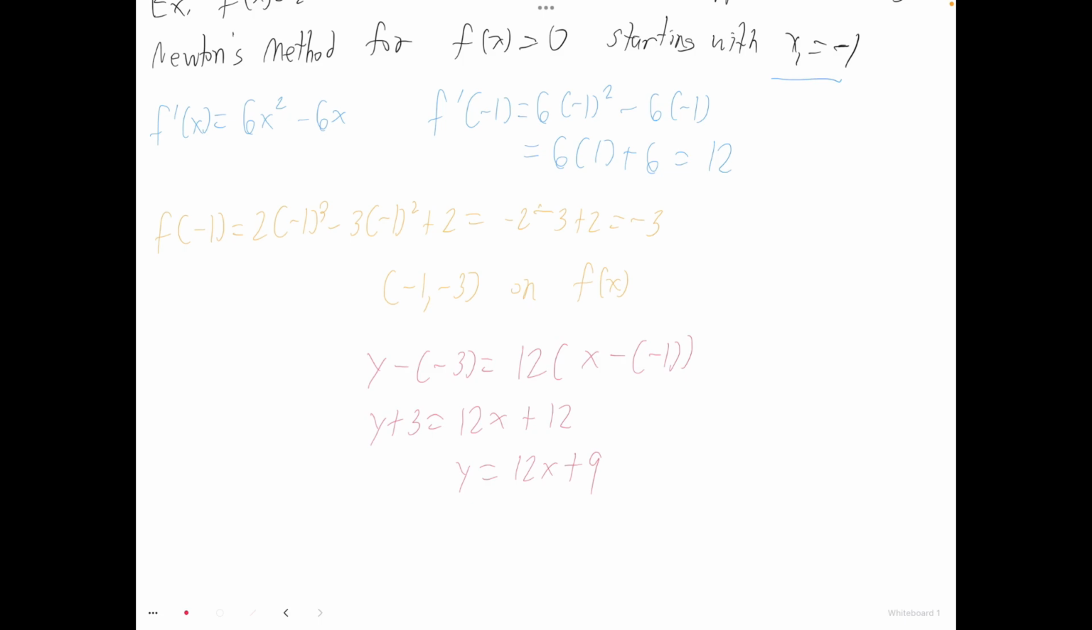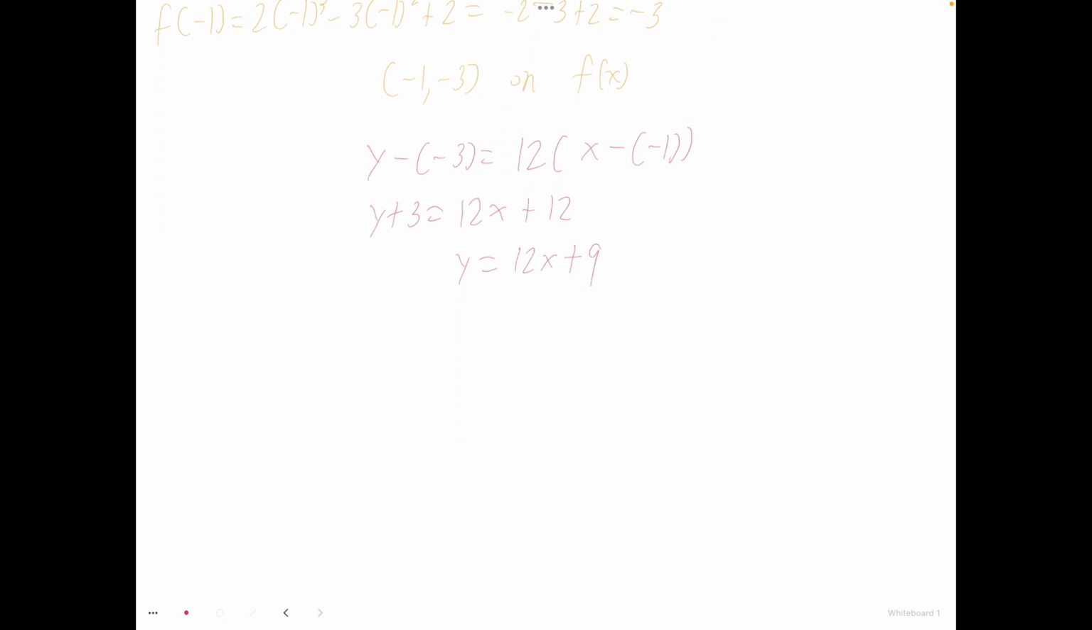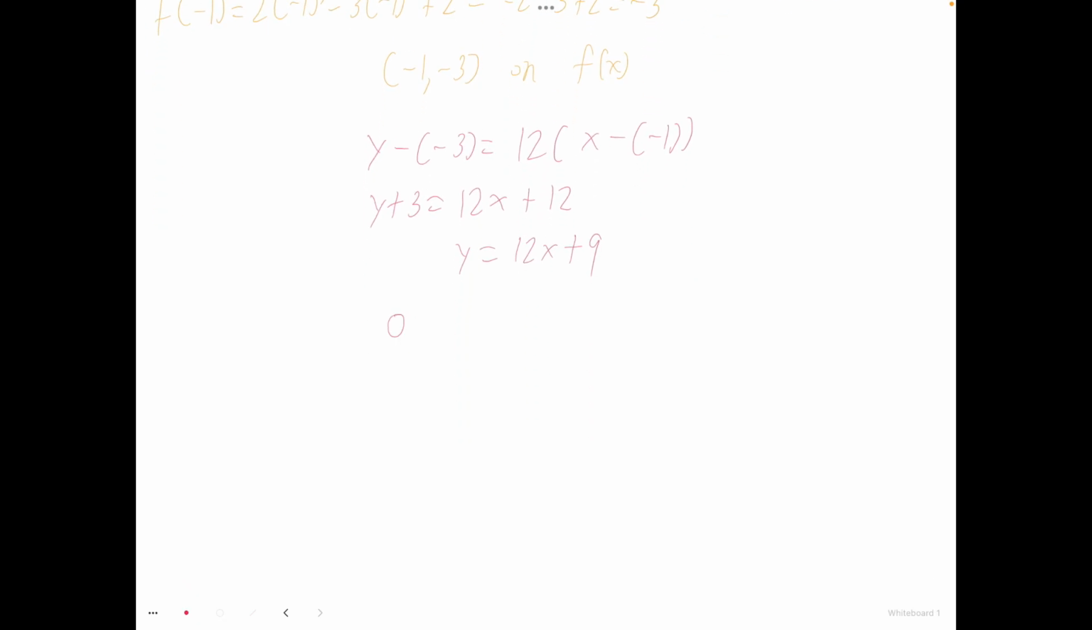And now our value for x sub 2 comes from using this. So we just want to know when this equals 0. That'll be our value for x sub 2. So we have 0 equals 12x plus 9. Minus 9 equals 12x. So x is going to be minus 9 over 12, which is minus 3/4. Okay? And so we get minus 3/4 for our value of x. And so this then is our x sub 2.